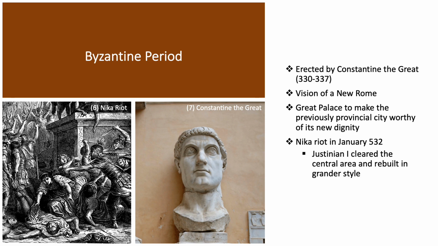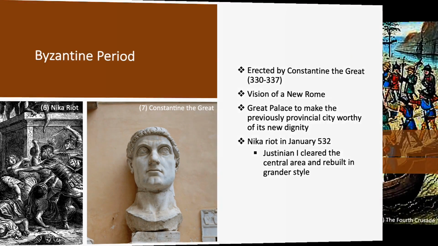In January 532, the Nika riots started, and most of the area around the Augustaion and the Great Palace was destroyed by fire and the riot. So Justinian I had to clear all the central area, and he rebuilt the Great Palace and also St. Sophia in a way greater style. For example, the massive dome of St. Sophia.